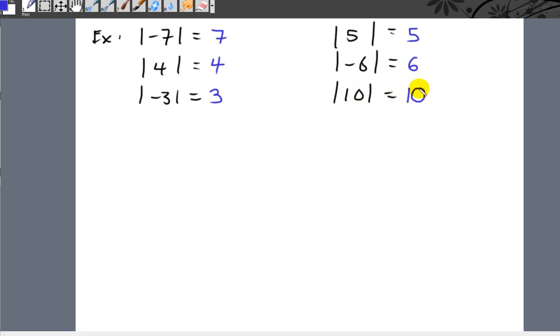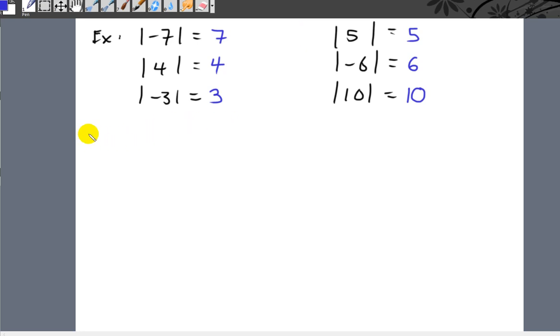The absolute value of a positive number is positive, so the absolute value of 10 is 10. Some students have made the mistake of saying that the absolute value of a positive number is negative, so you want to be careful. Anytime you take the absolute value of a number, whether it's negative or positive, the result is going to be positive. I just wanted to make that clear.